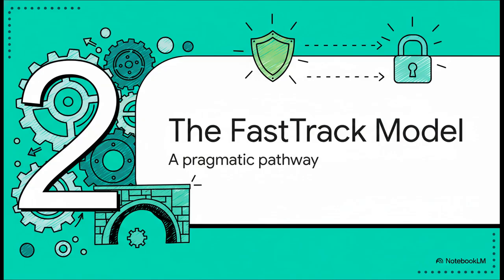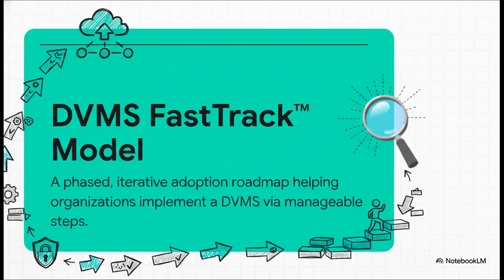Well, that's where the DVMS FastTrack model comes in. Think of it as a practical, no-nonsense pathway to turn those paper policies into real-world strength. Now, what's really crucial here is that this isn't just another complicated framework to stack on the pile. The FastTrack model is a roadmap. It's a how-to guide. It helps organizations put a real digital value management system in place by taking these manageable, iterative steps. It's all about making real, steady progress, one step at a time.